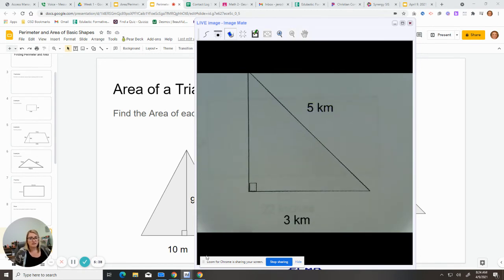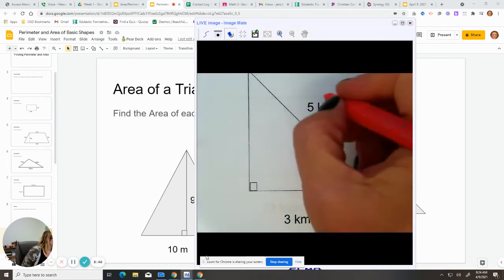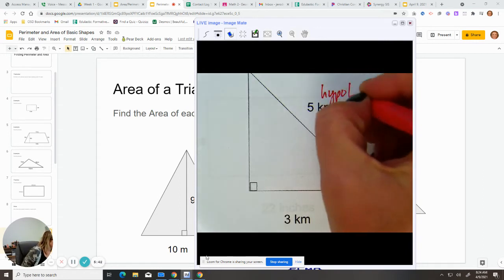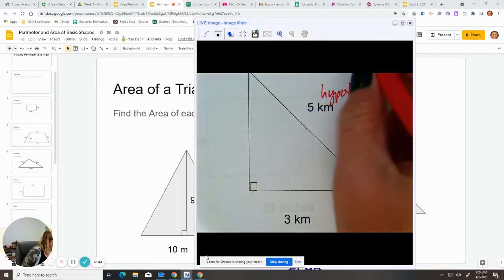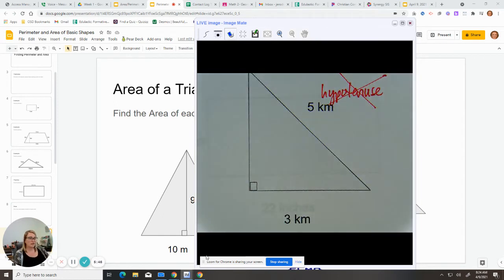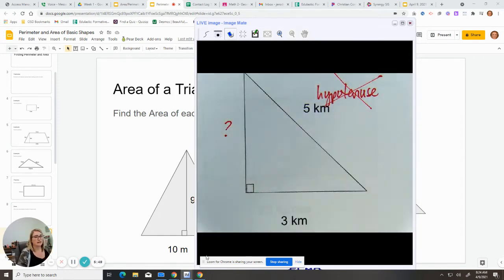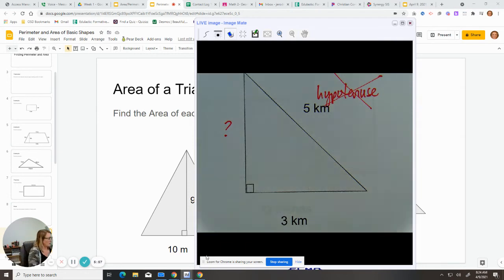Okay, but the difference is that this is the hypotenuse, and we do not need the hypotenuse, which means we have to figure out what this side is, which is the height. So if you ever have a case where it's like that, you guys do know how to use the Pythagorean theorem to be able to find this.